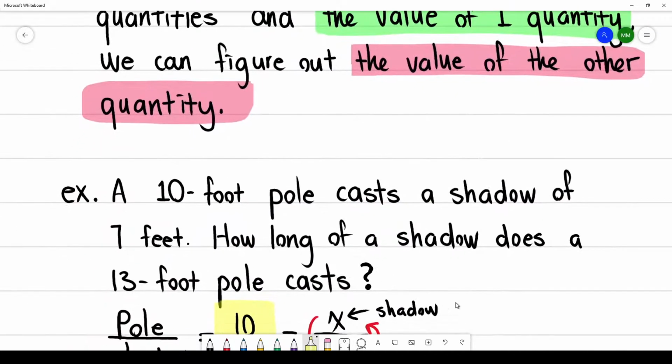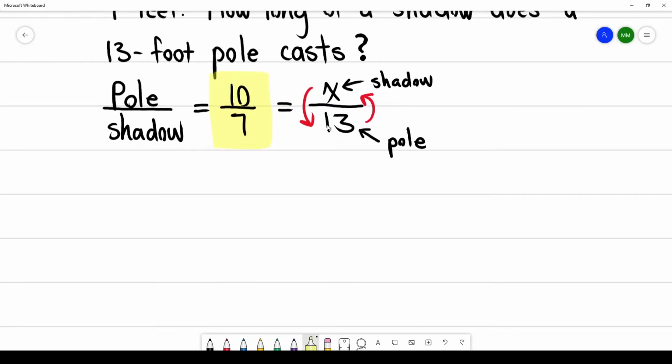So that's why you have to keep consistent. So if you put pole on top, you left 13 on top. Oh, yeah, okay, yeah. So that's the thing, right?